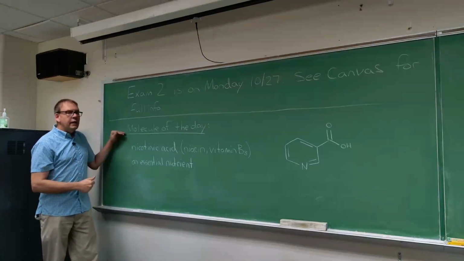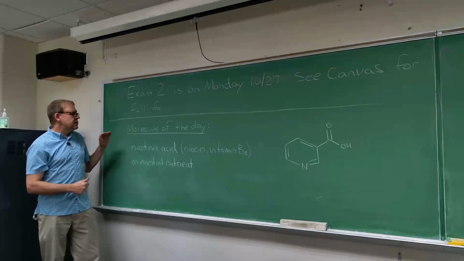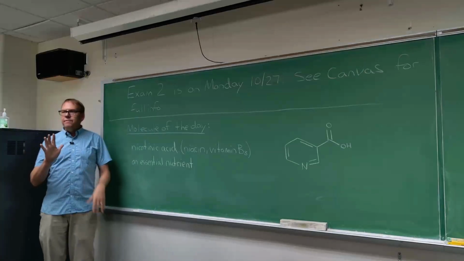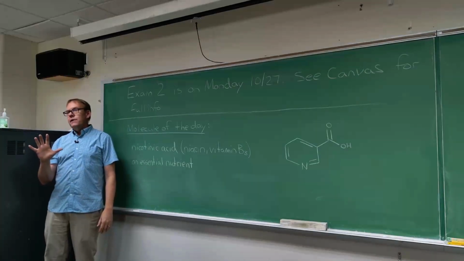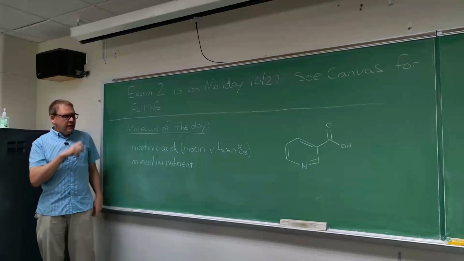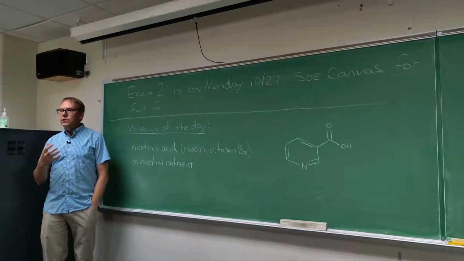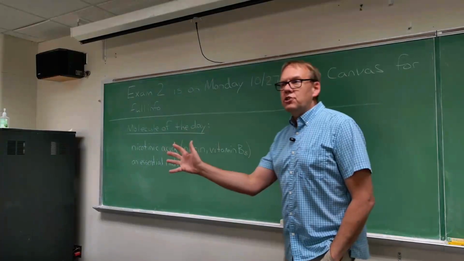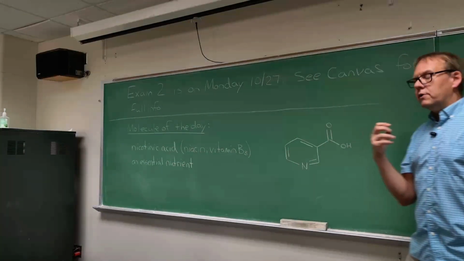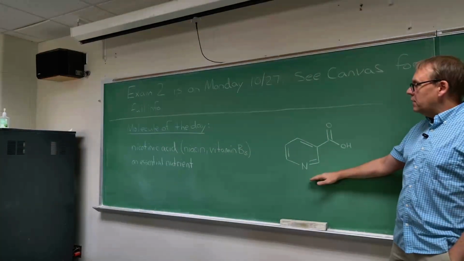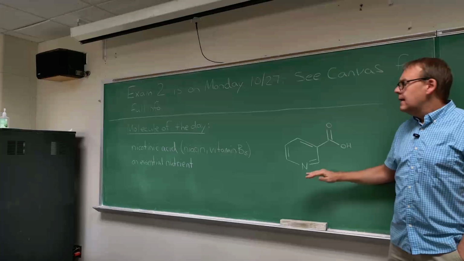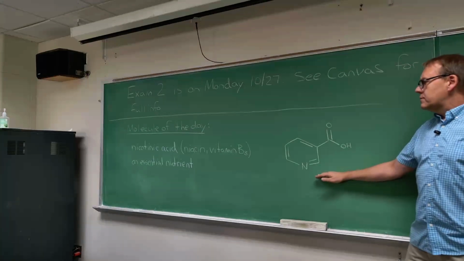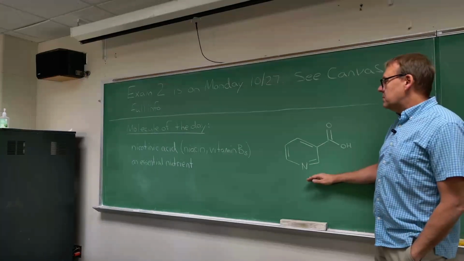I have one more molecule of the day for you right here. This is the 5th of 5 molecules of the day that will be on exam 2. This one I selected because it bridges the functional groups that we've been talking about in the last chapter with the functional group we're talking about in the current chapter, and that is this molecule called nicotinic acid. It goes by other names. It's sometimes known as niacin or vitamin B3.